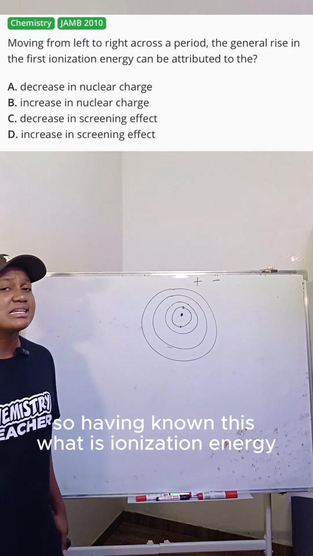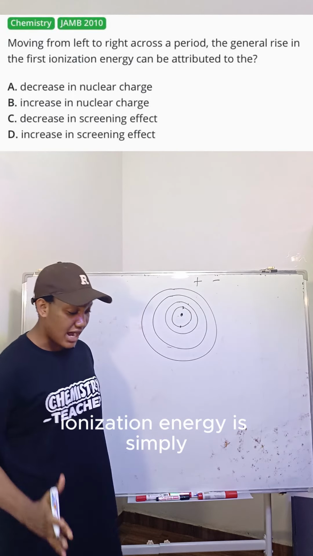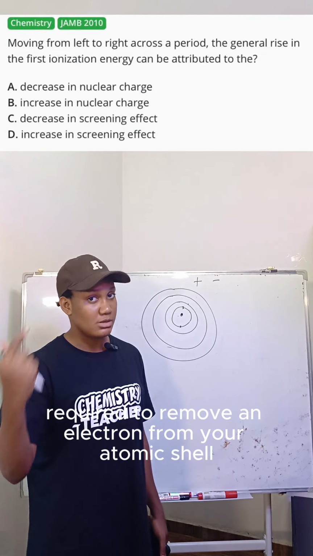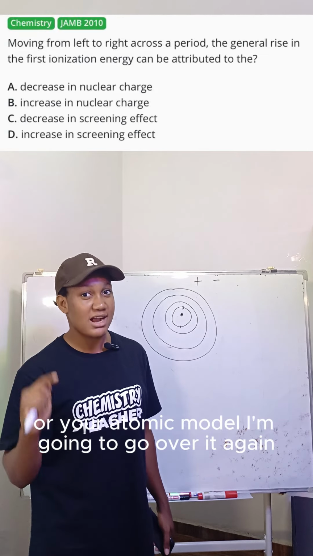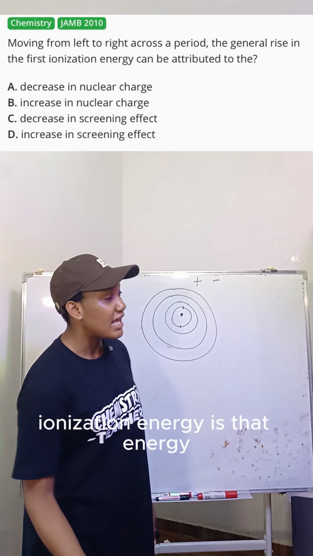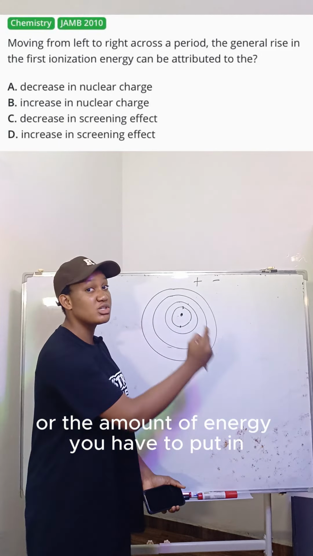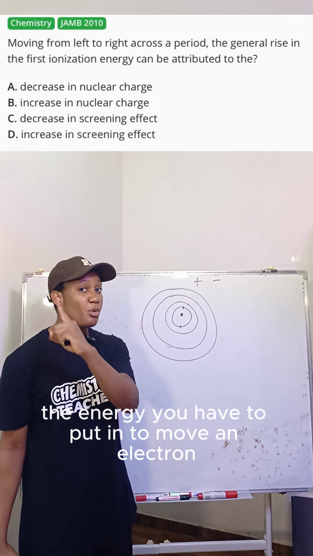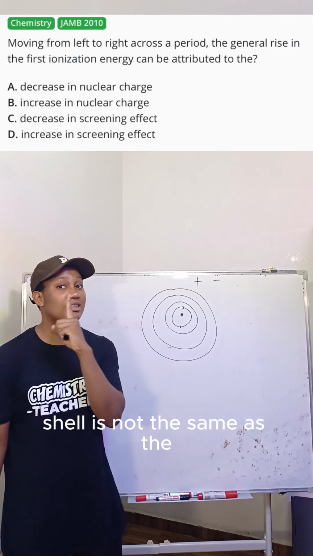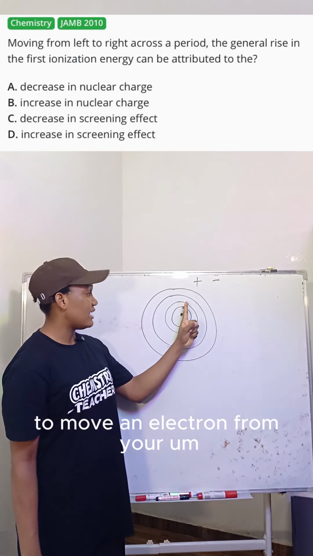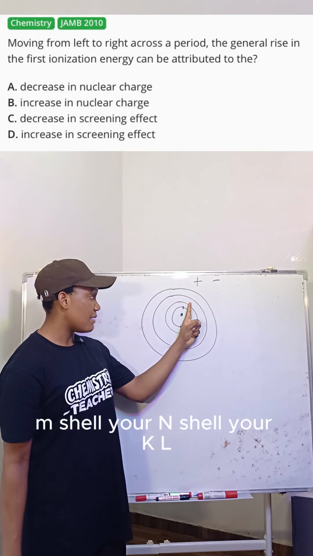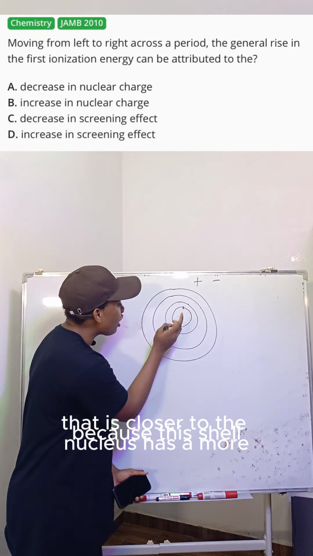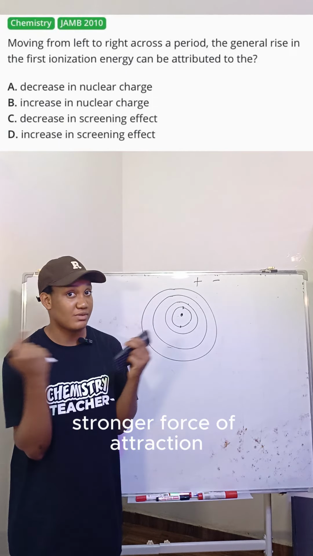Having known this, what is ionization energy? Ionization energy is simply the amount of energy required to remove an electron from your atomic shell or your atomic model. I'm going to go over it again. Ionization energy is the amount of energy you have to put in to remove an electron from a shell. Like I said, the energy you put in to remove an electron from the K shell is not the same as the energy you put in to remove an electron from your L, M, or N shell, because the shell closer to the nucleus has a stronger force of attraction.